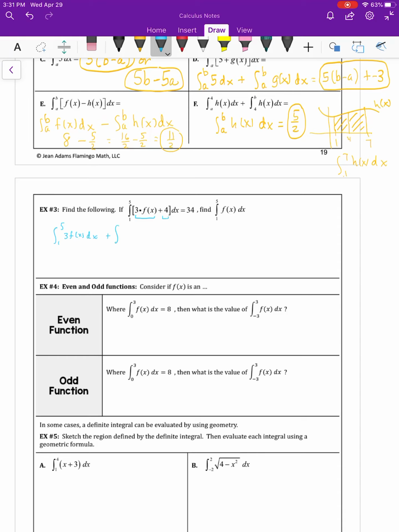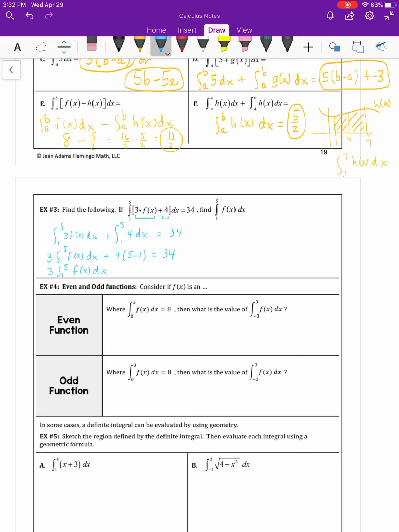So I know that this is the integral from 1 to 5 of 3 f of x dx plus the integral from 1 to 5 of 4 dx, right? And then we've got the equals 34. I know I can split that up into two separate integrals. Now, on this first one, I can pull the 3 out front. And on this one, I can say that it is 4 times 5 minus 1, because that's the integral of a constant. And we said that that would be equivalent to 4 times b minus a.